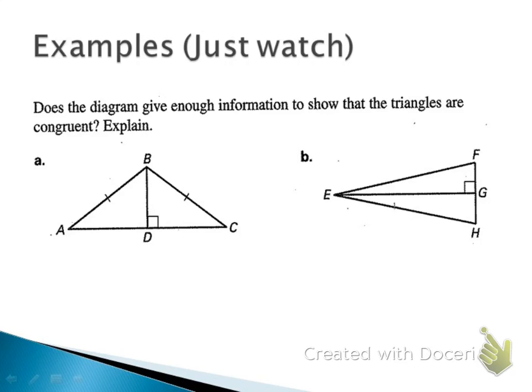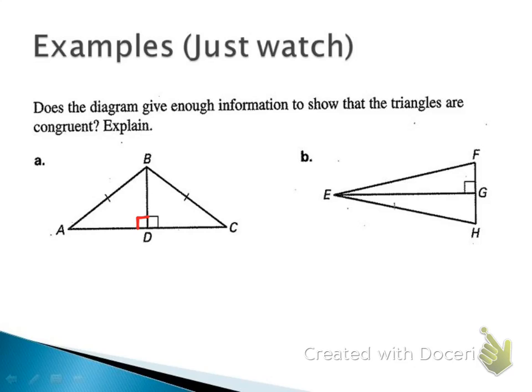Alright, here's the first 2 examples. You can just watch these. We'll talk through them, and then on the next slide you can try some on your own. So, part A. The first thing we need for HL are right triangles. Are these both right triangles? Yeah. Even though this guy is not labeled, remember anytime you have perpendicular lines, there's a right triangle formed on each side. So if it was extended, you'd still have 2 down here. But these are definitely both right angles.